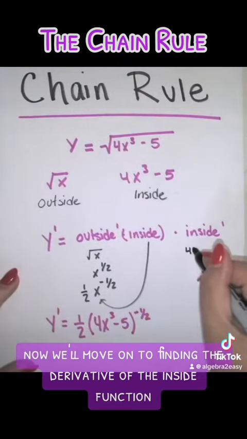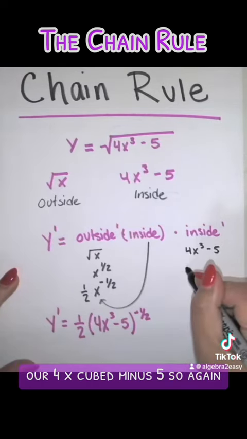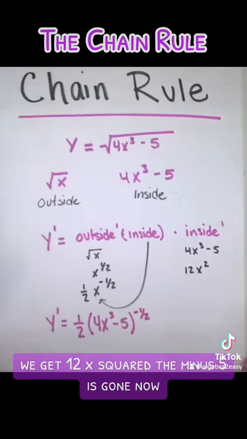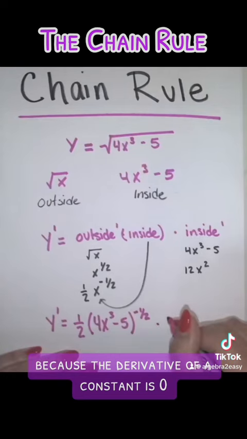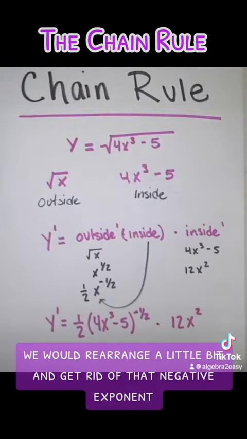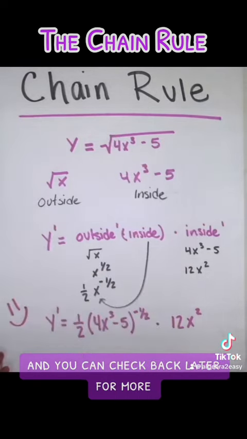Now we'll move on to finding the derivative of the inside function, our 4x cubed minus 5. So again, following basic derivative rules, we get 12x squared. The minus 5 is gone now because the derivative of a constant is 0. And we can include that in our final answer. Now, normally at this point, we would rearrange a little bit and get rid of that negative exponent, but I think this is enough for now. We're just going to stop right there, and you can check back later for more.